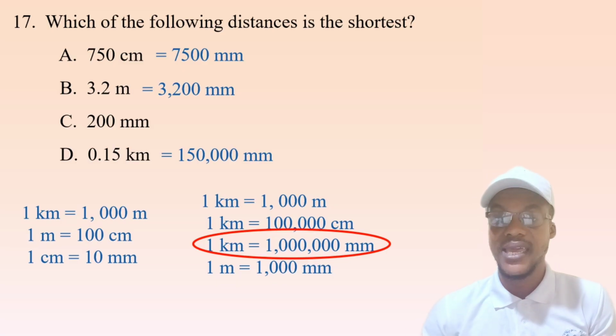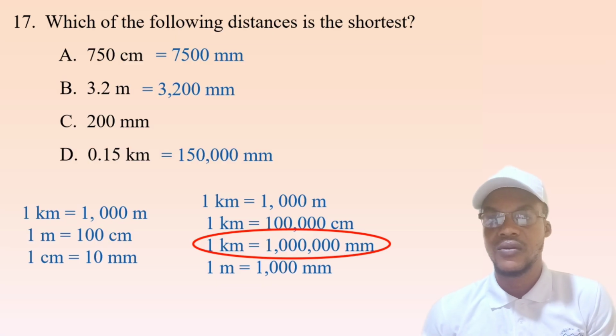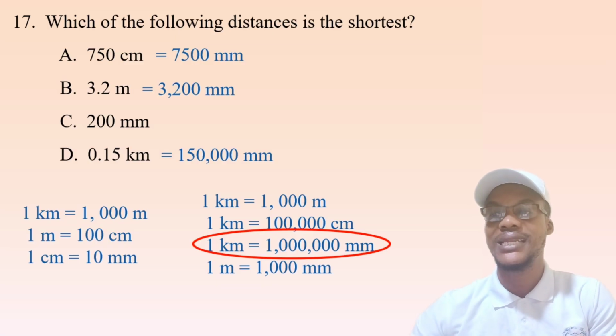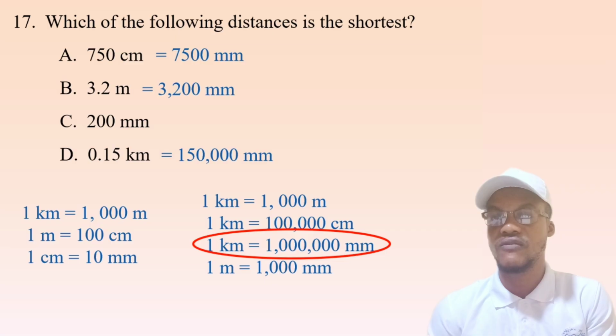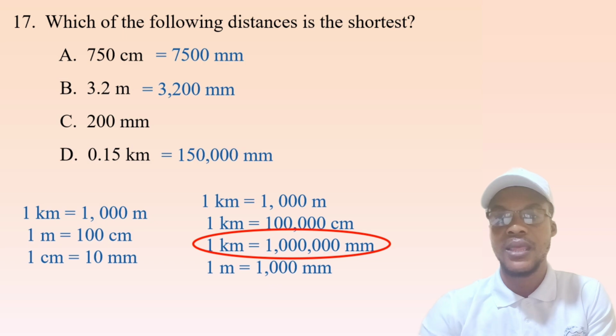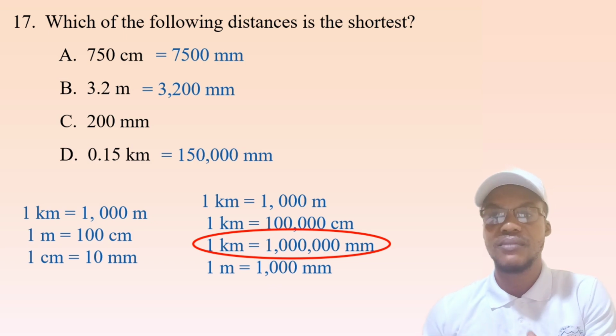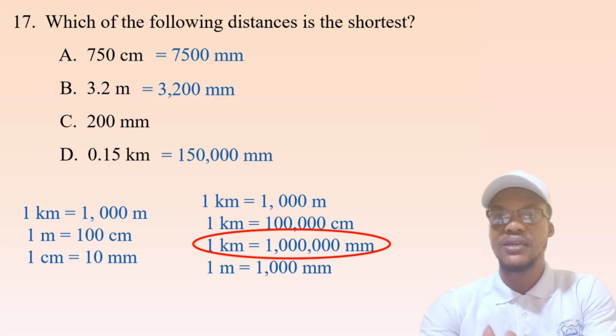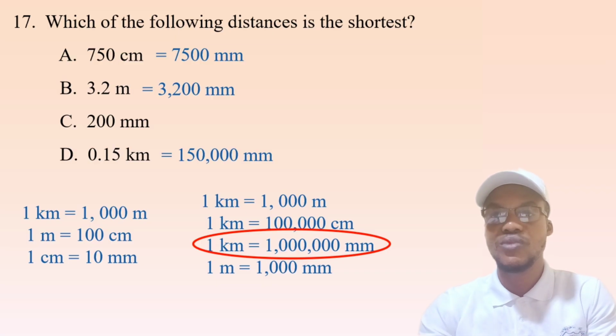But in my case, I decided to convert all of them to millimeters, because I wanted to avoid the decimal numbers. Most people find it difficult to compare decimal numbers. That's why I converted to millimeters. Once you do that, the decimals are reduced, and you get whole numbers, which will be easy for you to identify which one is the shortest.